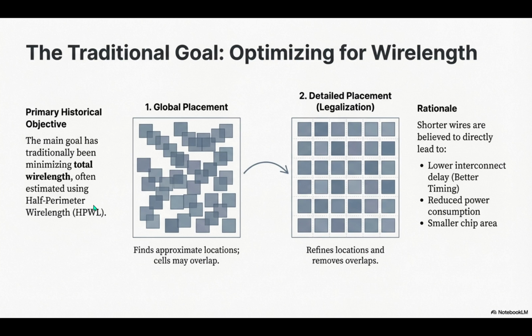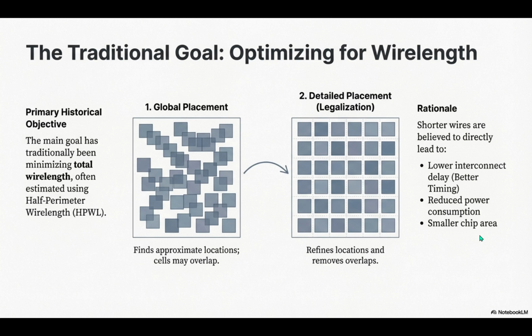Shorter wires mean lower interconnect delay, so faster signal. And less power consumption. Exactly. Less capacitive load, which translates directly to reduced dynamic power and generally a smaller chip area. It really seemed like the perfect goal. It had performance, power, and size all at once. And on a global level, mathematically, the assumption was totally sound.